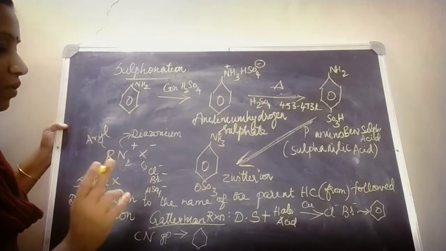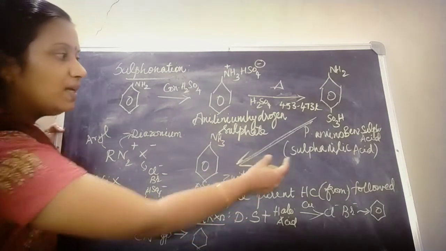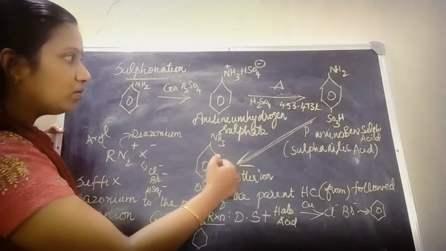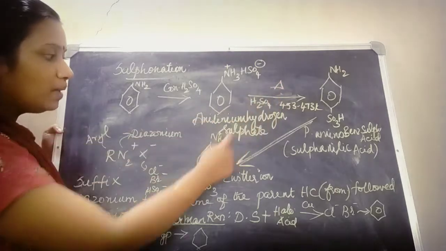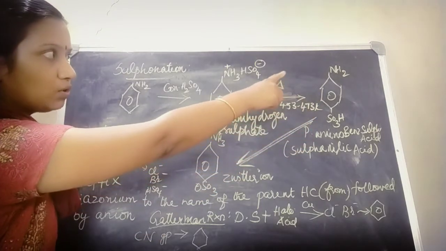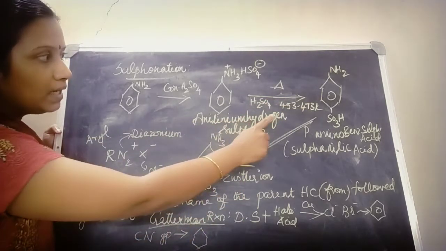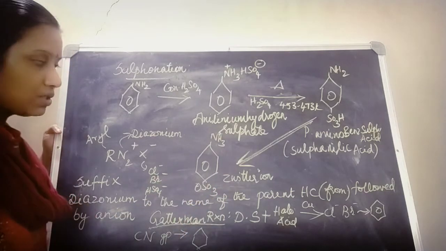Before that, there are two resonating structures between this sulfanilic acid and zwitterion. Can you find out the difference between sulfanilic acid and zwitterion? NH2 became NH3 because H has gone to the top portion. There is a protonation, so NH3, and down SO3 minus. This is zwitterion. These both are resonating structures.